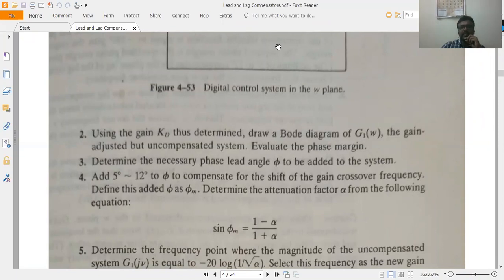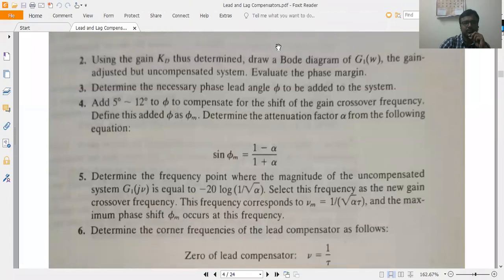And after that, we have to determine the attenuation factor alpha with the equation sin phi m is equal to 1 minus alpha divided by 1 plus alpha.